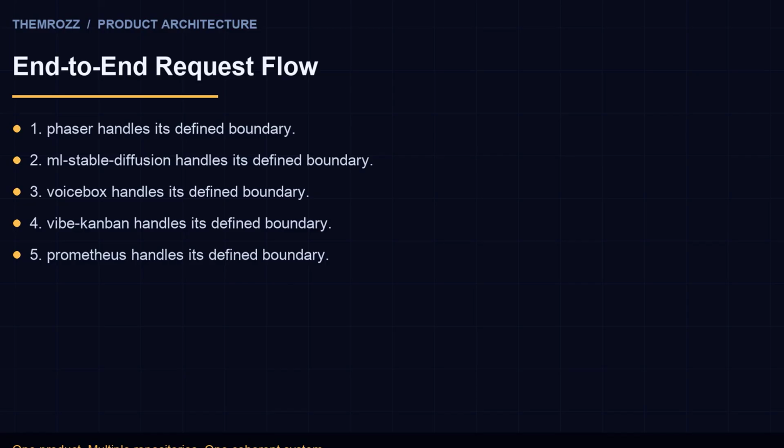For production, containerize everything. Use Kubernetes to manage scaling, especially for ML workloads. Deploy Phaser builds to a CDN, VoiceBox audio to S3, and vibe-kanban as a serverless function. Set up Prometheus with Alert Manager to watch for GPU memory spikes or API latency.